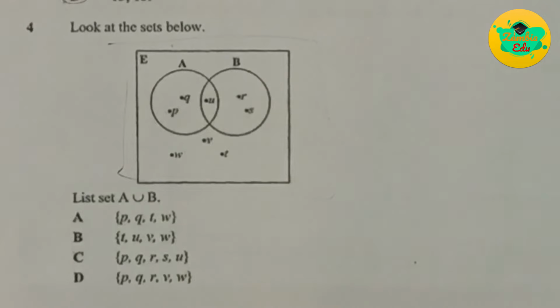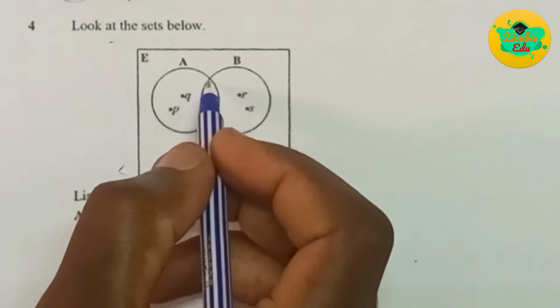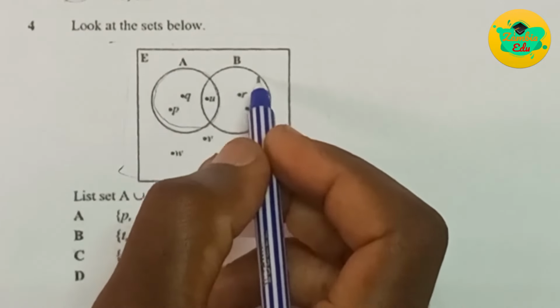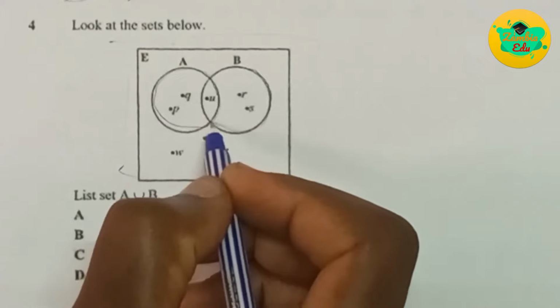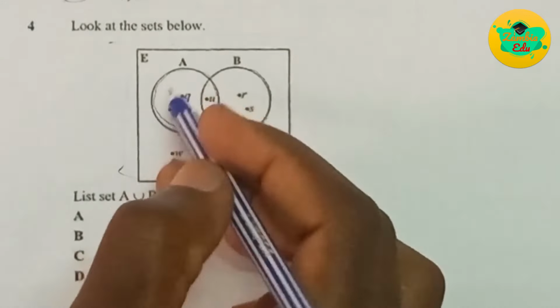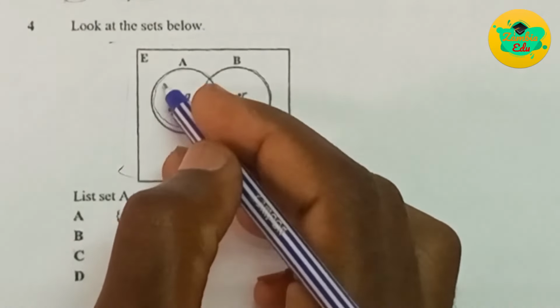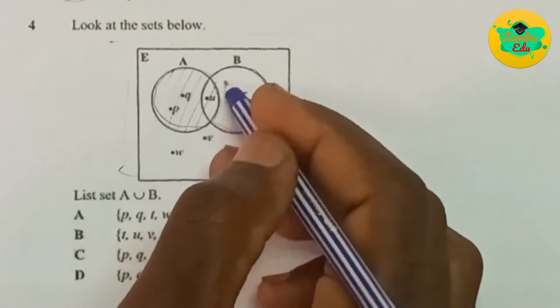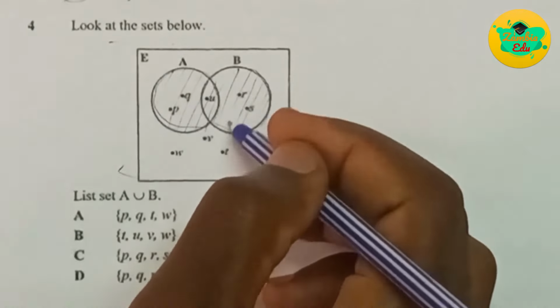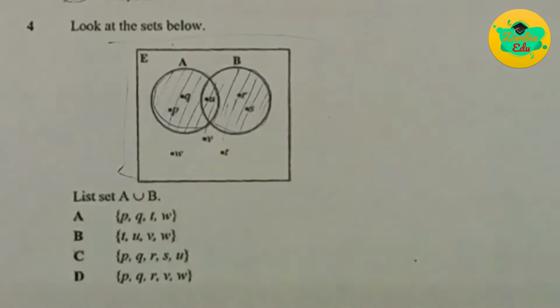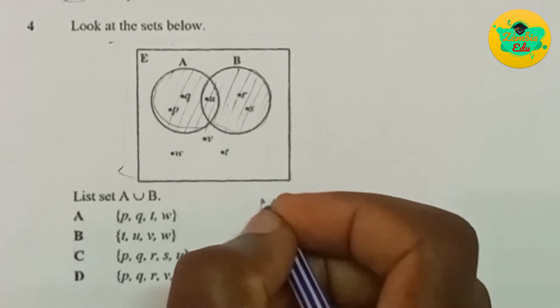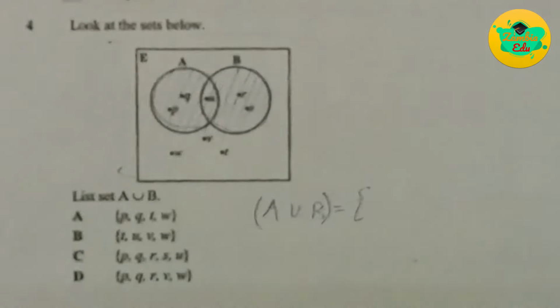Union will mean you list or write down all the elements under consideration, combining the elements in A and also combining the elements in B. So if we have A union B, what we're going to do is write all the elements that we have in set A, and then also include all the elements listed in B. Looking at this set, the area which represents A union B is this area which I am shading in that particular way. So A union B is represented in that area which I have shaded, and therefore let's begin to list it. So we know that A union B should be equal to, let's list.